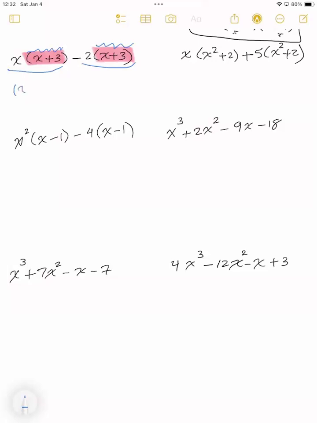So I'm going to factor x plus 3. Then I open up a parentheses and I dump the leftovers. So this is here. Then I'm left with x. x plus 3 is here. I'm left with negative 2.